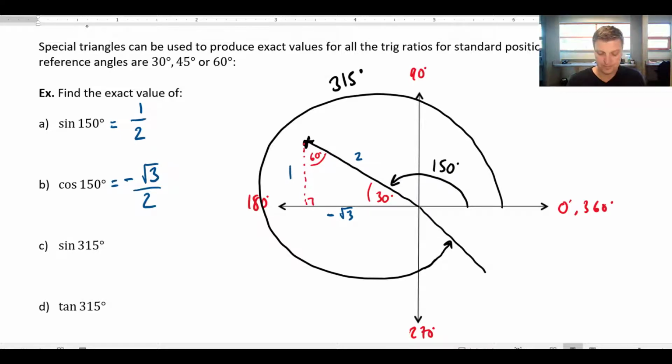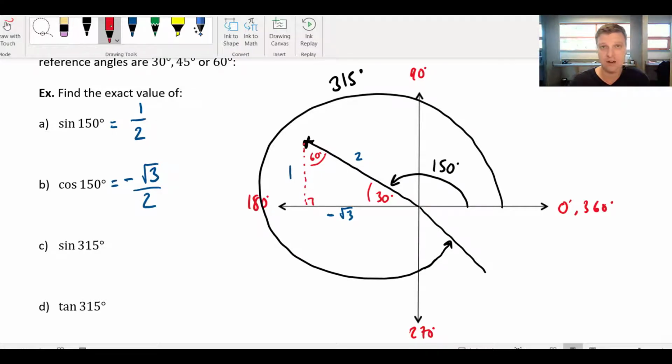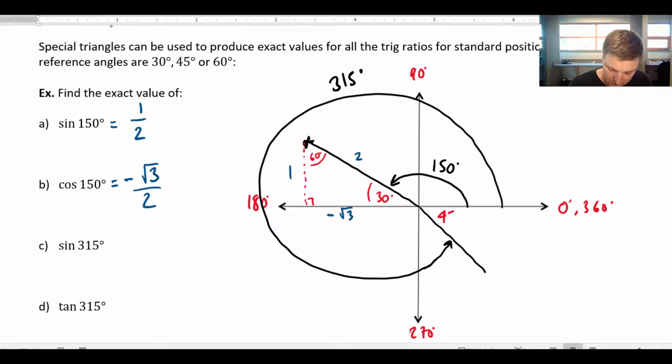So there's my 315 degrees. And if this is 315 degrees, it's really helpful to always find the reference angle, because the reference angle is going to help ground us in what we're doing. Well, if this is 315 and the whole circle will be 360, then 360 minus 315 means this is a 45 degree angle right there. And that means that I can create my other special triangle, my 45, 45, 90 triangle.